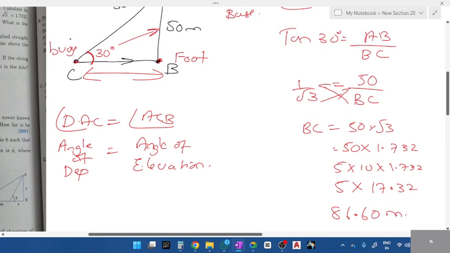Okay, so this is the word buoy. This is a word used in mountain and cliff context. The topmost is the cliff.